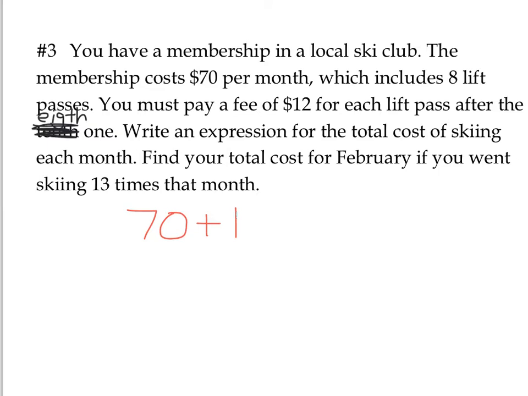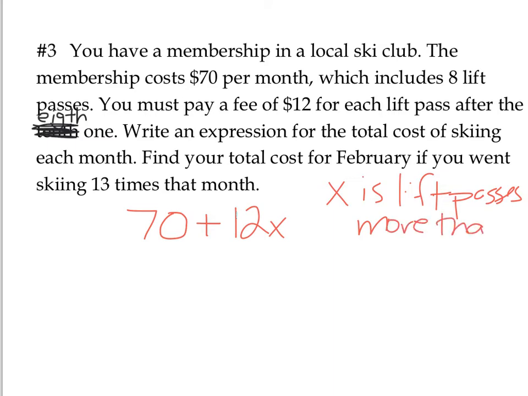But we then, again, need to define our variable, where we say x is lift passes more than 8. So if we use 10 lift passes, we're going to pay for 2 more than the 8 we get included. So for instance, in our next part, we wrote the expression. That's this part, write an expression. We wrote an expression for the total cost of skiing each month. If we don't use more than 8, then we're still paying that $70.